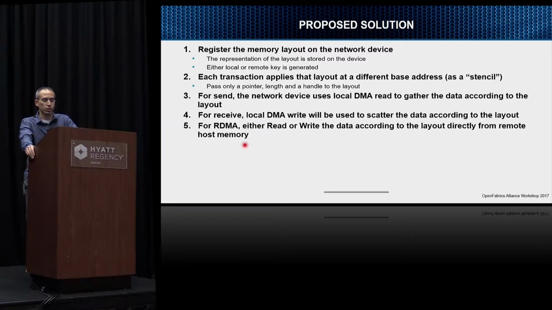For a send operation, the device will do a local DMA read. It will be familiar with the layout, so it will do the DMA read from different locations by itself and send on the wire. And on the receive side, the device will do a local DMA write and will scatter the memory according to the predefined layout. Same thing for RDMA read and write. Once the device is familiar with the layout, it can read and write also from remote memory in that manner.